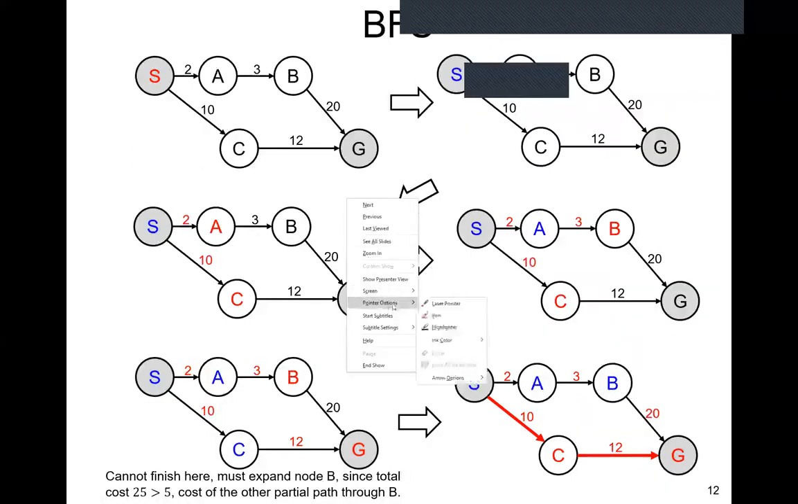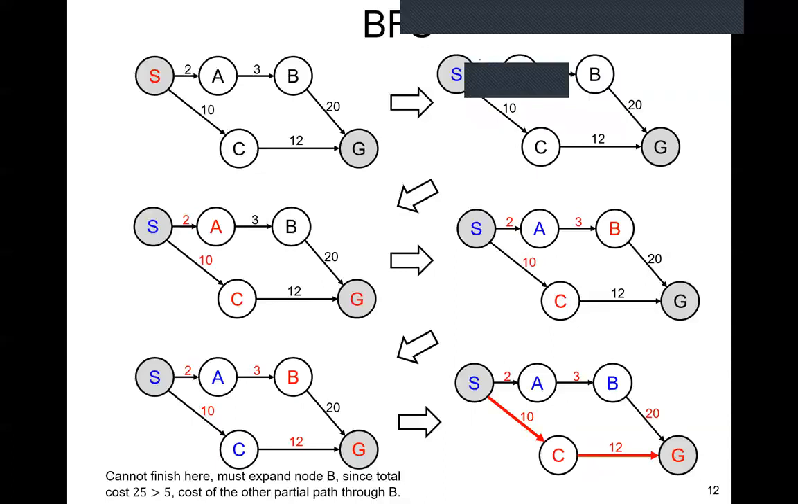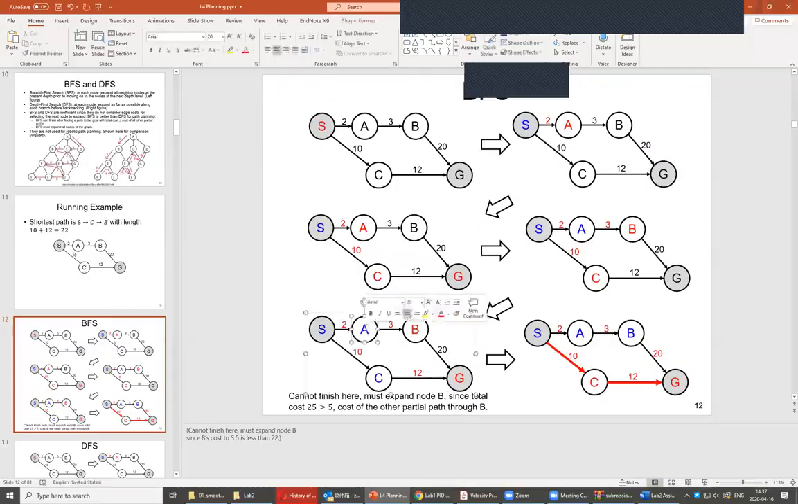So for BFS, you start from S, and then you expand A, and then C, and then B, and then G. From the top path, I use the color blue to indicate the node that has been traversed already. So this here B should be blue because it has been done.